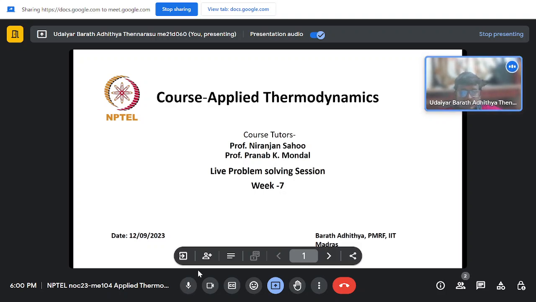This is the seventh week of the problem solving session for the course Applied Thermodynamics. This is the last week on the module of internal combustion engines. We have looked at how the engine works, the cycles in which it operates, like the Otto cycle, Diesel cycle, and dual cycle. We saw how it works, and we also solved some numericals on how to solve the cycle to find out the work produced. We saw indicated power, brake power, friction, the effect of friction, and how combustion is affecting it.